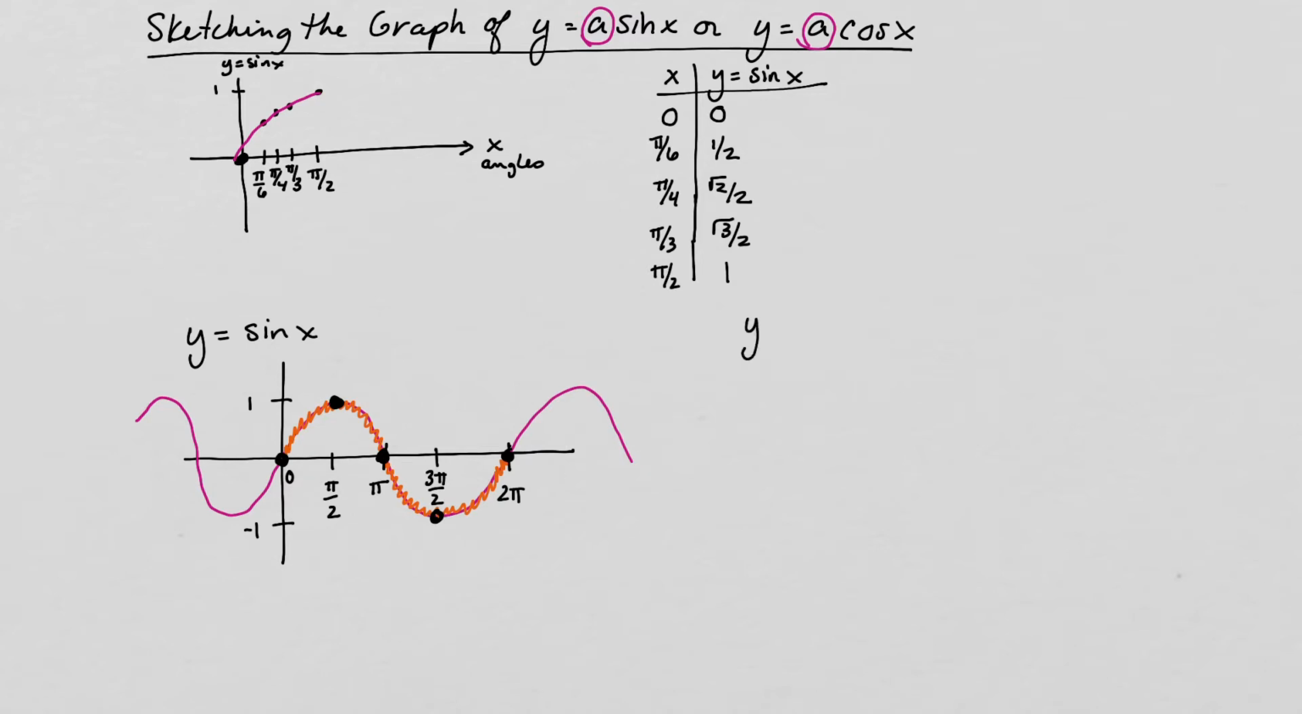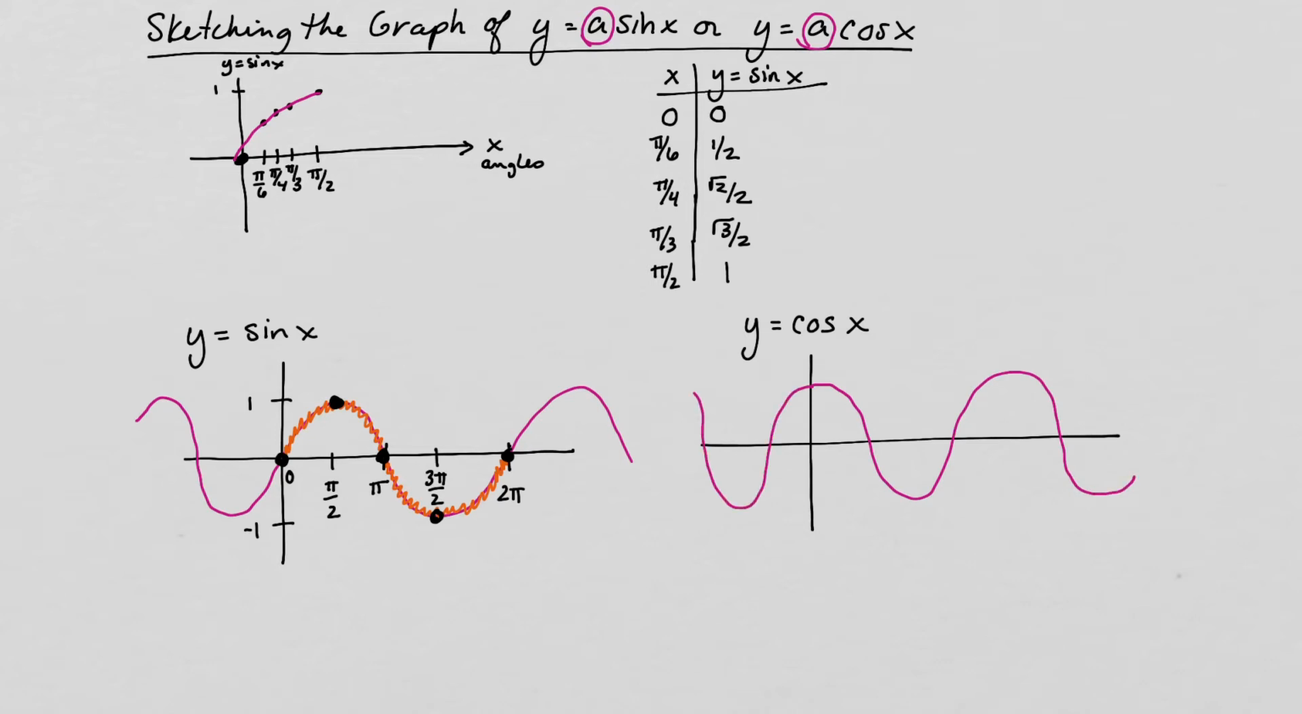If we're talking about y equals cosine of x, the graph actually looks a lot like the sine of x graph, except it starts up here and does a similar thing. Again, we're going to look at one cycle of the wave, so we have to keep going until we get back to where we started. And again, there are 5 key points.